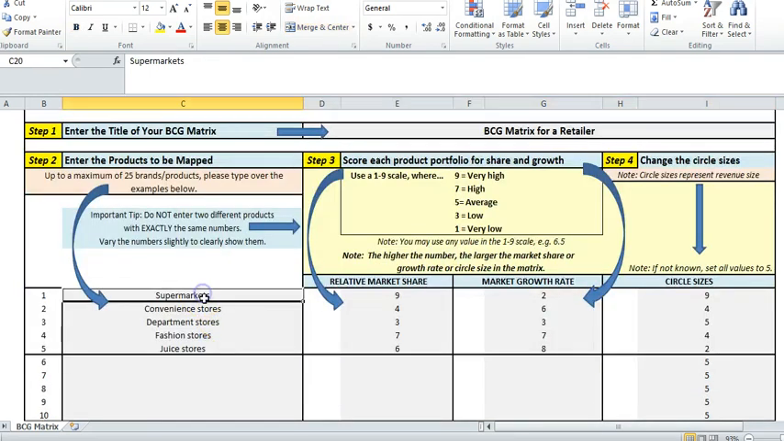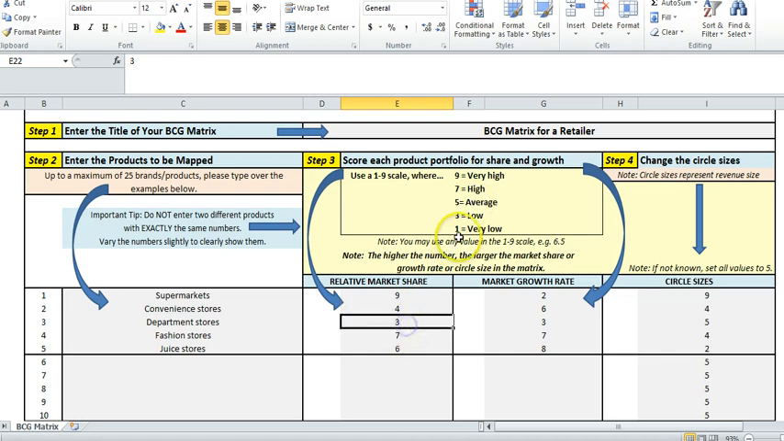I've said this retailer is in five different chains or types of stores, and I've listed them there. Then I've gone through and said, okay, supermarkets, it's a dominant player, so it has a very high relative market share. Convenience stores, it's a little bit under average. Department stores, it's one of the smaller chains of department stores. Fashion and juice, as you can see, they're quite dominant.